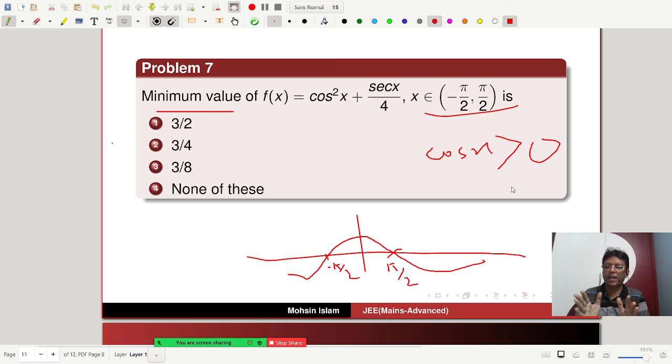So you can apply AM greater than or equal to GM, because AM ≥ GM ≥ HM can be applied for positive numbers. So let us apply.